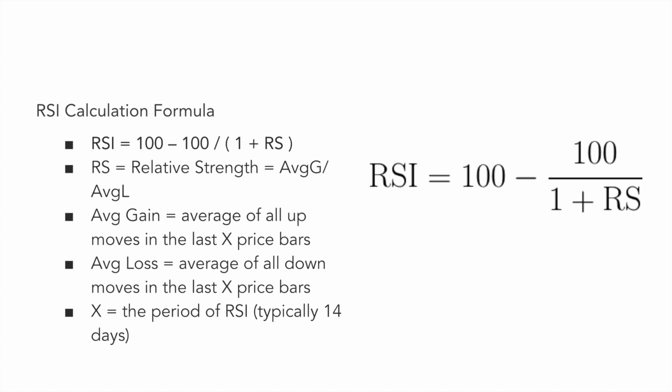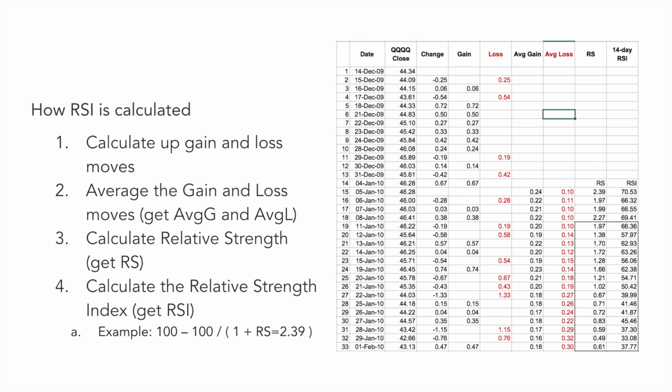We talked about in the previous slides that the typical stock RSI setting is 14 days. So in this example, it would be the average of all up moves in the last 14 price bars, and the same thing for the loss. So how is the RSI calculated? To get the values for the RSI, I've included this chart on the right, which I'll also include in the description, and you can break it down for yourself and see how the RSI works if you really want to get into the nitty-gritty of things.